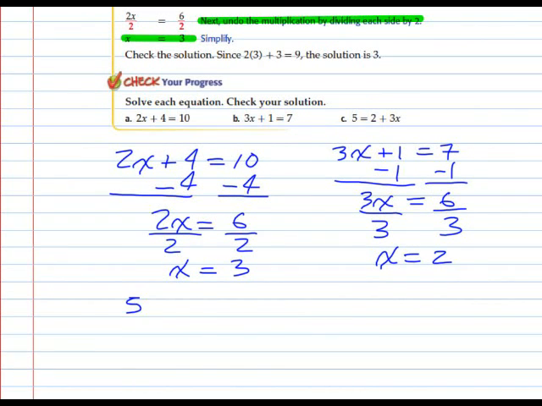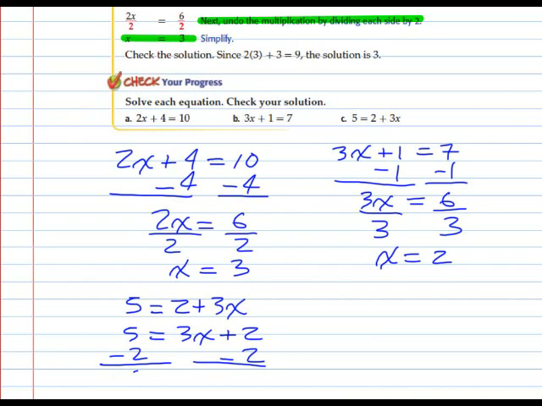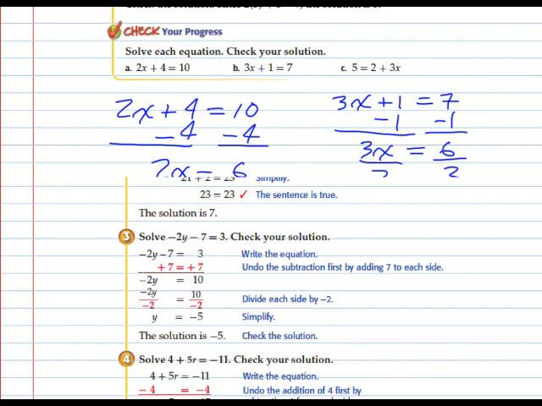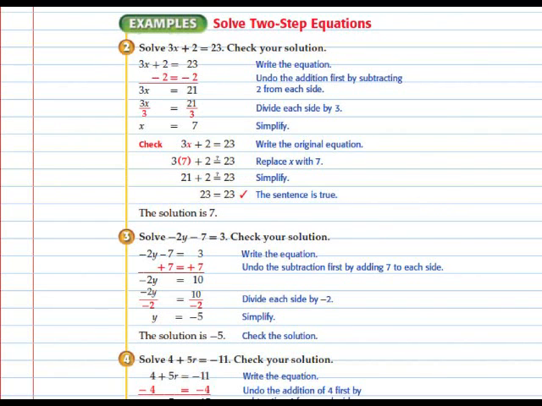And my third example, 5 equals 2 plus 3x. I'm going to rewrite this using the commutative property of addition, just to make it look similar to the other 2 equations, but I'm still going to undo the addition with subtraction. That gives me 3 equals 3x. I will then undo the multiplication with division, and the solution to my equation is x equals 1.